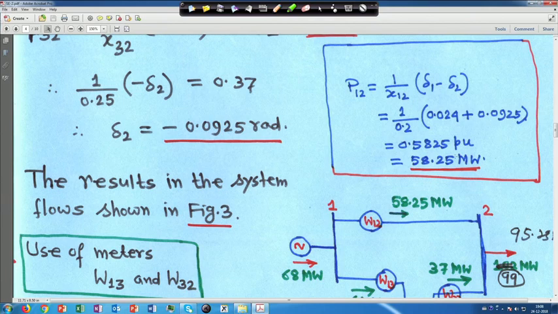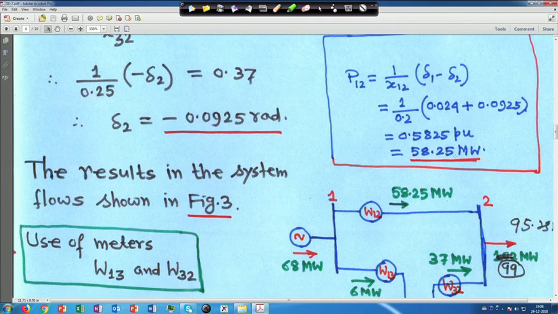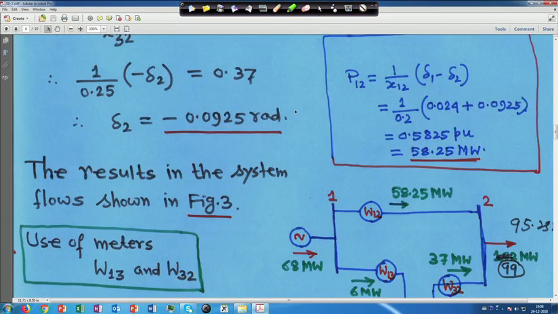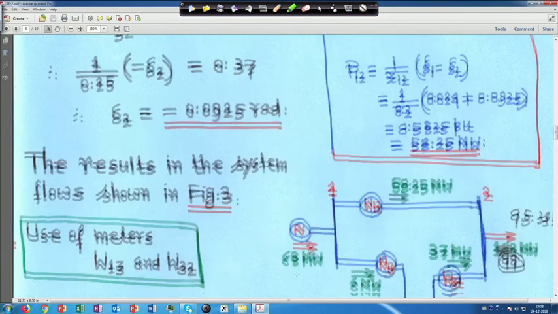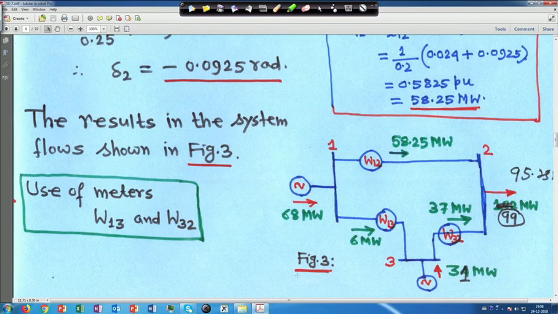Similarly, before moving further, if you take these 2 readings and try to find out, just hold on, let me move a little bit up. Now if you take these 2 readings and find out delta 1 and delta 2, and based on that you find out the power flow from line 3 to 2, you will find it will not be 37 megawatt, it is something else, right.